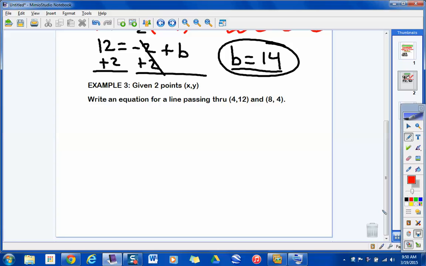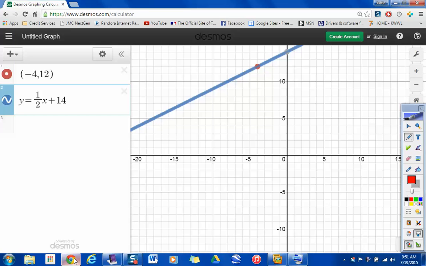Let's talk about these 2 points first. Let's look at the example, and it says we're going to write an equation for a line that passes through which points? 4, comma, 12 and 8, 4. Okay. Here's what I think is to your advantage today. Let's go back to this. I want to eliminate the stuff that I've done before.